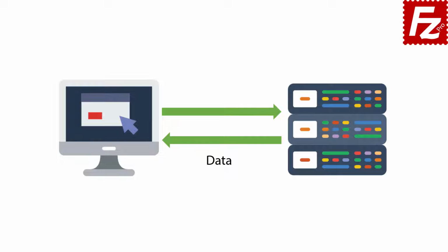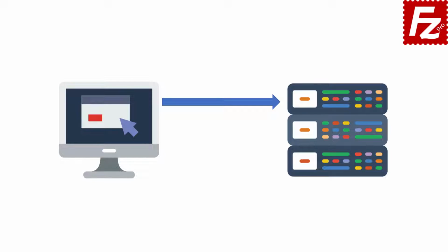These can be established in two ways. In active mode, the client starts listening on a port and communicating that port number to the server through the control connection. FileZilla and FileZilla Pro use any available port. The server then initiates the data connection to the client's port.